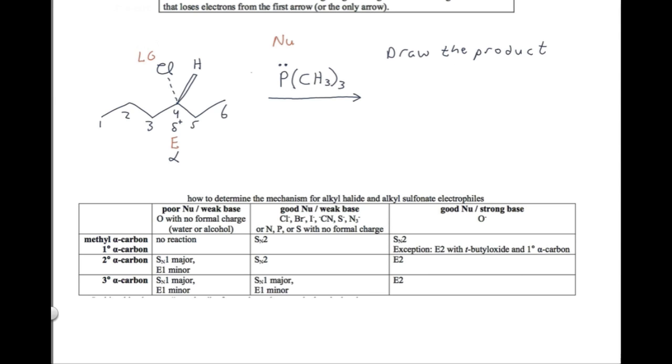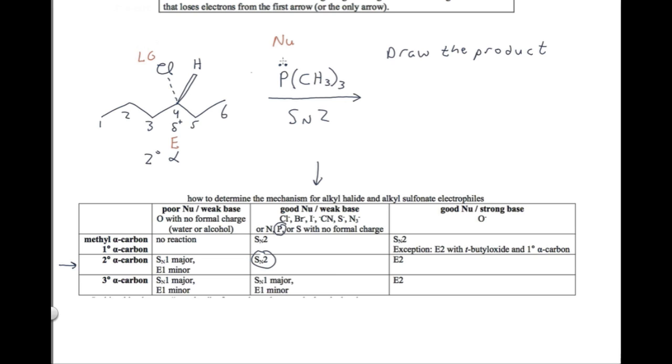Now we identify the mechanism. Don't just assume the reaction is SN2, let's figure it out. Carbon 4 is a secondary alpha carbon because it's attached to 2 carbon chains. Make sure you write down that it's secondary. So we're in the middle row. Our nucleophile is neutral phosphorus. Neutral phosphorus is here in our middle column. So the table predicts that we're here, an SN2 reaction. Write that down.